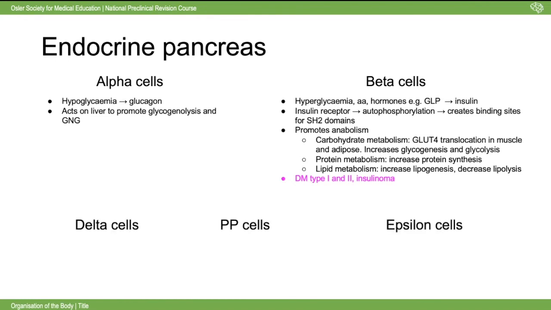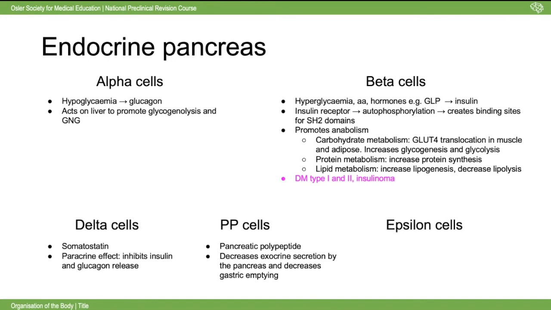And then you have these other cell types as well in the pancreas. So delta cells secrete somatostatin, which has a paracrine effect by inhibiting insulin and glucagon release. And then PP cells produce pancreatic polypeptide, which decreases exocrine secretion by the pancreas and decreases gastric emptying. So it's having an overall effect of slowing down digestion. And then epsilon cells produce ghrelin, which increases hunger. So the PP cells and epsilon cells basically counteract each other's actions.